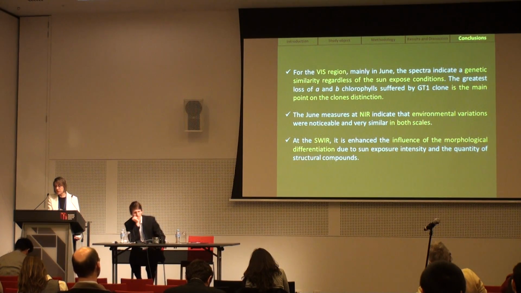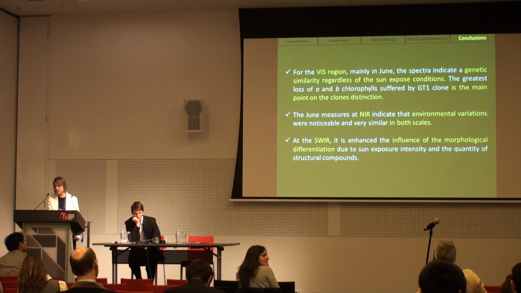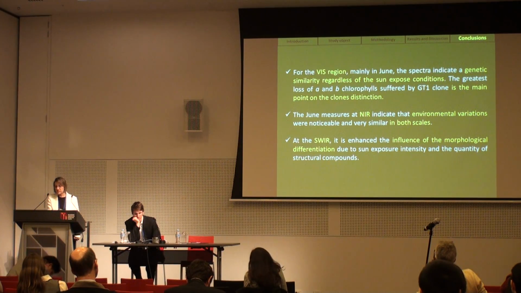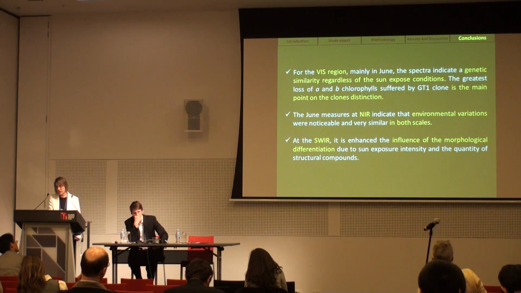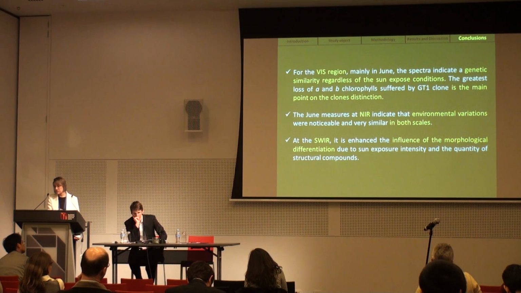For the visible region, mainly in June, the spectra indicates a genetic similarity regardless of the sun exposure condition. The greatest loss of A and B chlorophylls suffered by GT1 clone is the main point on the clone's distinction. The June measures at near-infrared indicate that environment variations were noticeable and very similar in both scales, as the soil is enhancing. The influence of the morphological differentiation due to sun exposure intensity and the quantity of structural compounds.